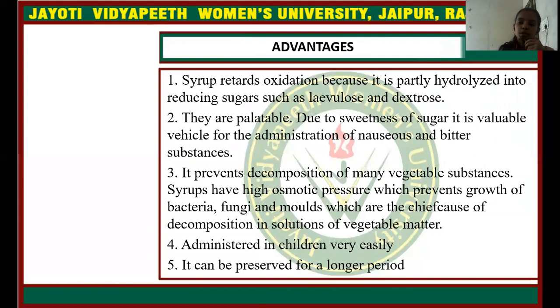Next, coming to the advantages part. Syrup retards oxidation because it is partly hydrolyzed into reducing sugars such as lactose and dextrose, and syrups are palatable due to the sweetness of the sugar. It is a valuable vehicle for the administration of nauseous and bitter substances, and it prevents decomposition of many vegetable substances. It has high osmotic pressure, which prevents growth of bacteria, fungi, and molds, which are the chief cause of decomposition in solutions of vegetable matter. Administered to children, it can be very easily given and it can be preserved for a longer period.